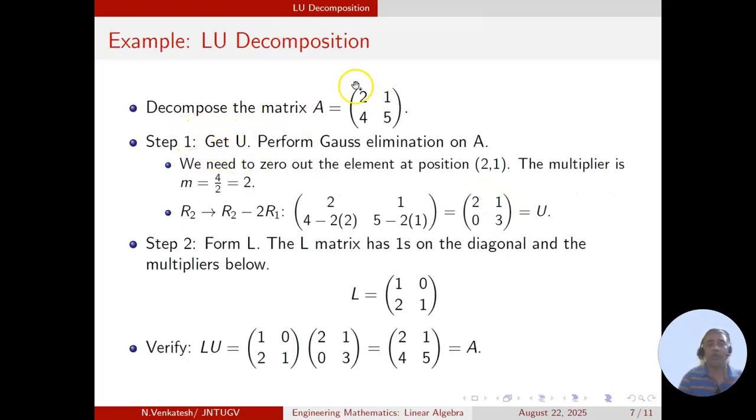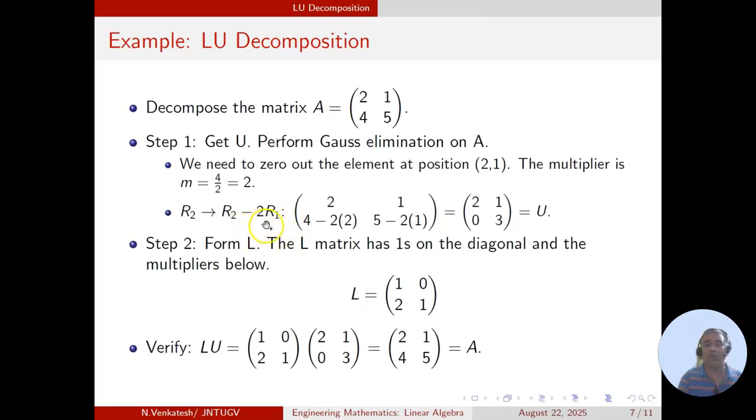So let us consider an example to understand. Suppose we want to decompose this matrix 2, 1, 4, 5. First we consider this 2 as a pivot, and then we have to make this 4 as 0. To make 4 as 0, we have to perform an elementary operation, that is multiply row 1 elements and subtract from the row 2 elements, that is 4 minus 2 into 2, that is R2 as R2 minus 2R1.